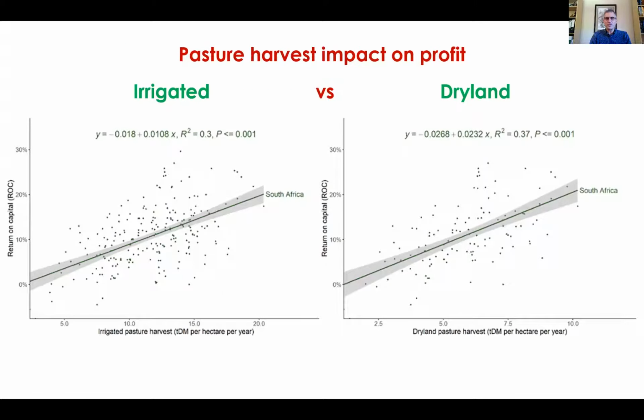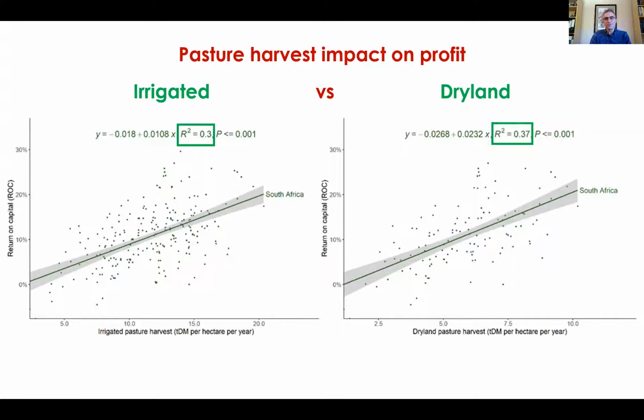These two graphs show the separate relationships of pasture harvest to profit, with irrigated pasture harvest on the left and dryland on the right, both for South Africa. The r-squared values are now higher than the 0.24 for the combined pasture harvest, with the irrigated r-squared value lifting to 0.3 and the dryland to 0.37, both much closer to the 0.41 for the Australian data.